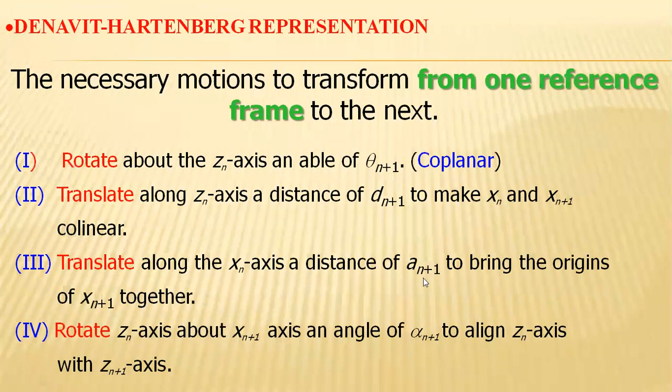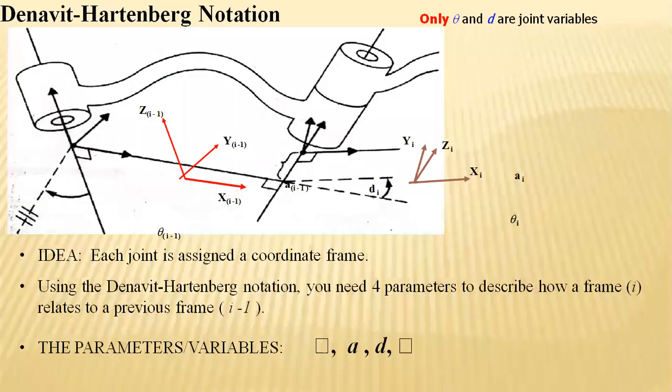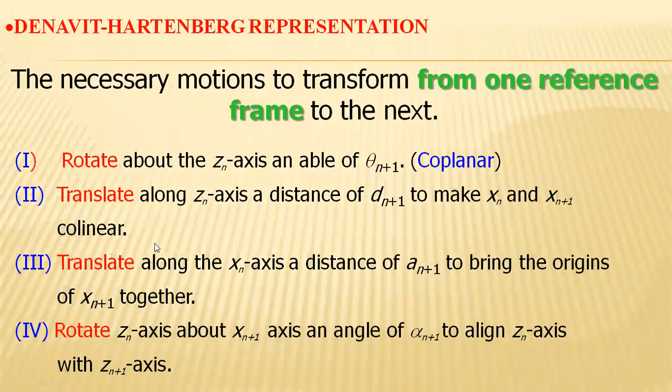Considering here the x-axis, xn plus 1, to bring the origins of xn plus 1, because we have statically fixed this x, and this is xi minus 1, and the next link will be xi plus 1. Furthermore, rotating it along the z-axis about xn plus 1: first rotation, next extension, and further extension, and upon rotation the coordinate frame is changed.